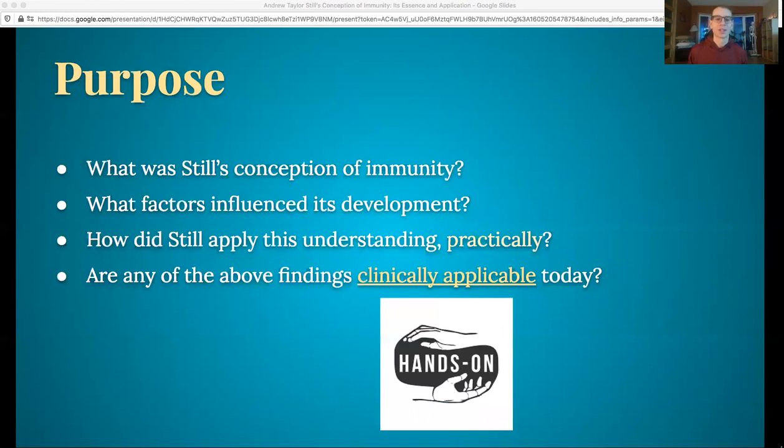So the purpose of this study was to inquire into those first two questions, but also to ask, how did Still practically apply that understanding? And most importantly, are there any aspects of that understanding that could enhance a modern osteopathic practice? Clinical applicability was the goal of this study.